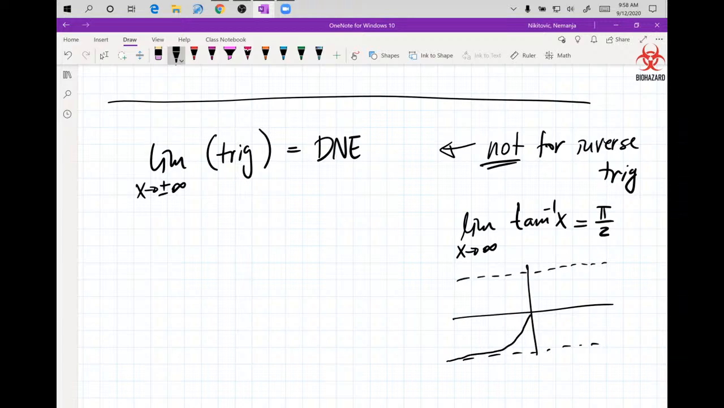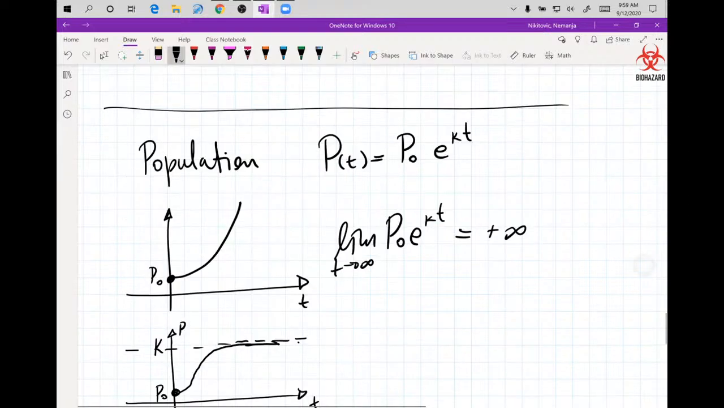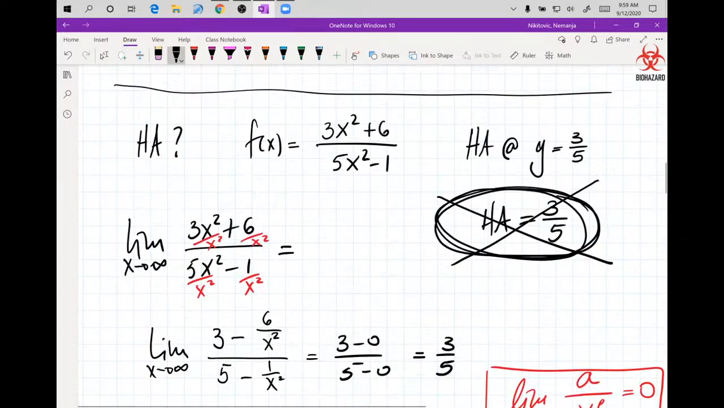You should know that the graph looks like this. And there's your pi over 2 and negative pi over 2. And you see that as x goes to positive infinity, it's pi over 2. So that's a horizontal asymptote. And as it goes to the left, to negative infinity, it will be negative pi over 2 on this. And that's it. That's the story of this 2.5, limits at infinity.